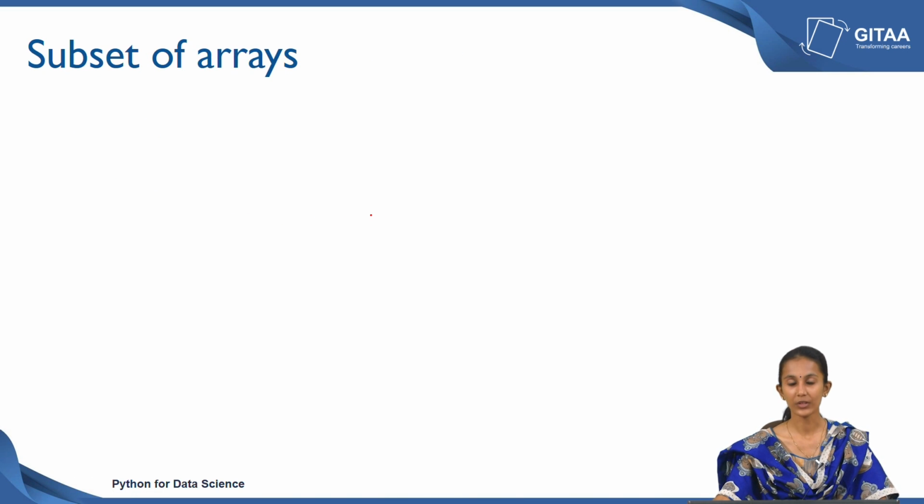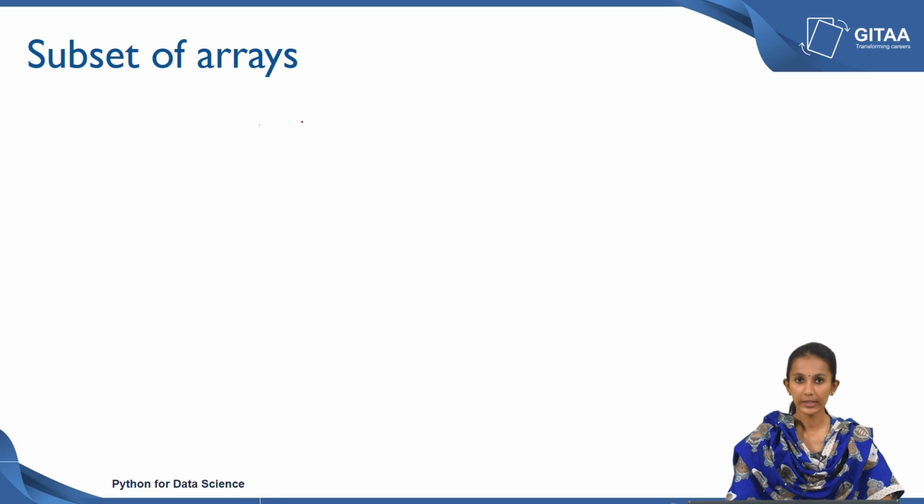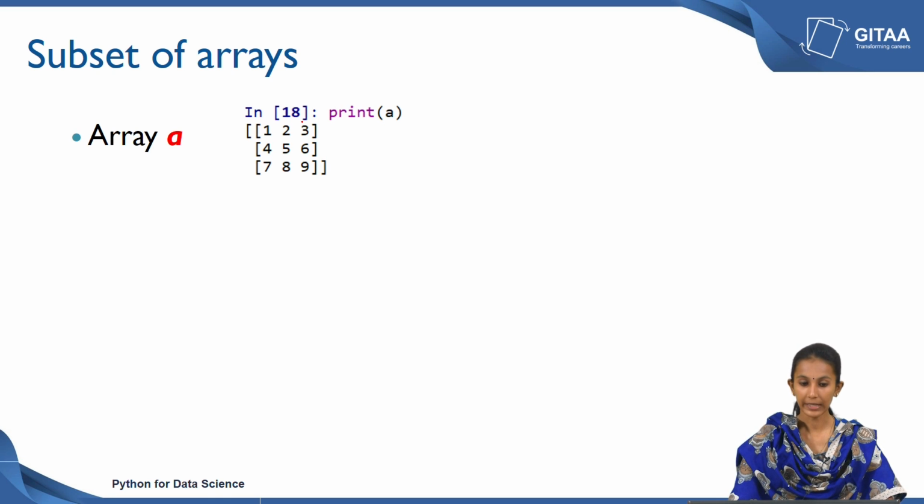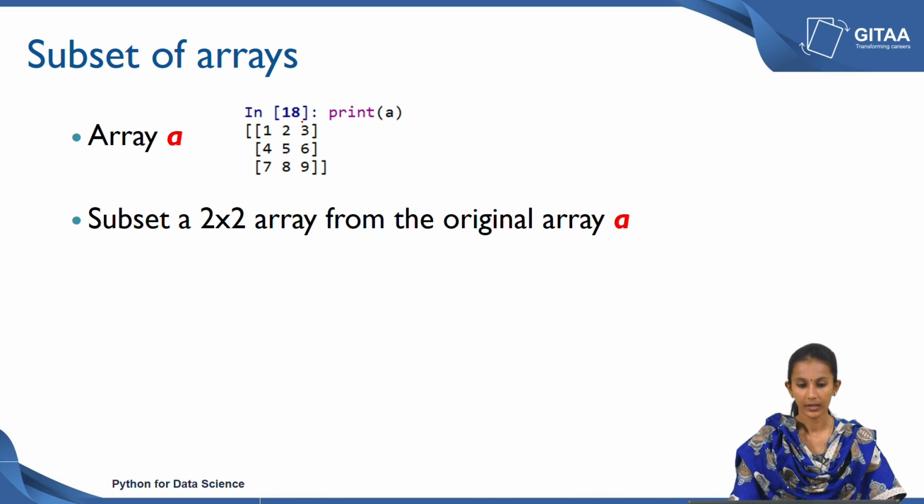So, till now we saw how to access the components of an array. If we wanted to subset arrays from the original array, we can also do that. Let us look at how to subset the arrays. This is an original array A, which is a 3 by 3 array. It has values from 1 to 9. We will subset a 2 by 2 array from the original array.